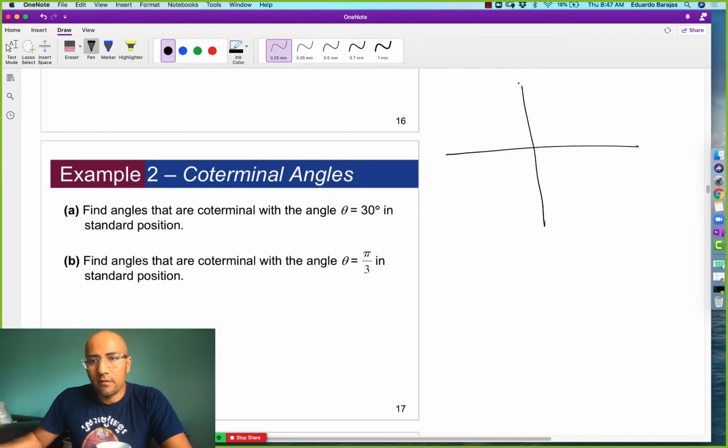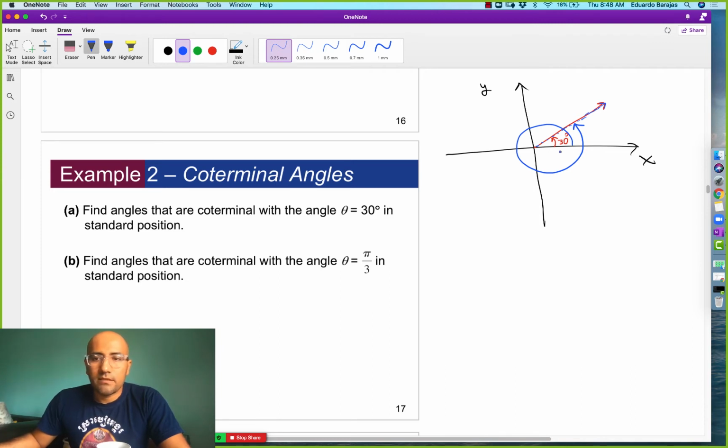So here we have the y-axis and the x-axis, and we know that 30 degrees is going to be somewhere around here. Let's say this is 30 degrees. Another angle that does the same thing: maybe I start here and go all the way around, and come back and end up in the exact same place. This angle that goes all the way around and ends up in the same place gives me another coterminal angle. One full rotation was 360 degrees, and then a little extra to get to the 30 degrees into quadrant 1 would make it a 390 degree angle.